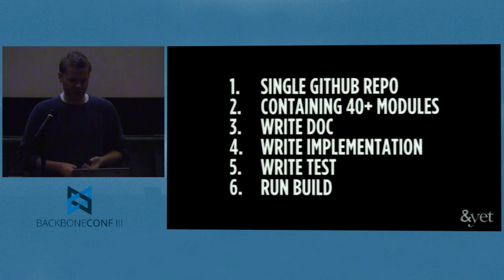It contains about 40 modules right now, and to add a new one, all we had to do is add an item to a list in a category. So we edit a JSON file, run a build script, and it creates an empty doc, implementation, and test file for us. We go fill those things out, and then we run the build again and push it.